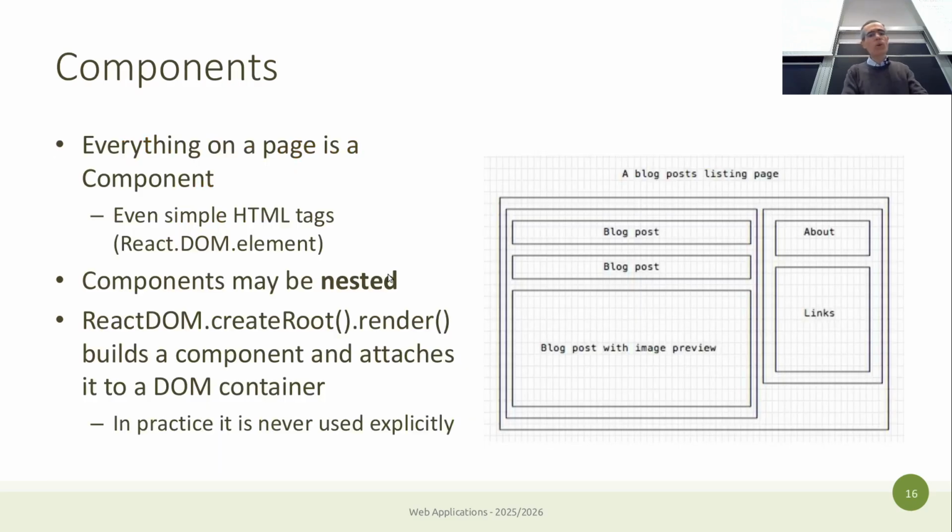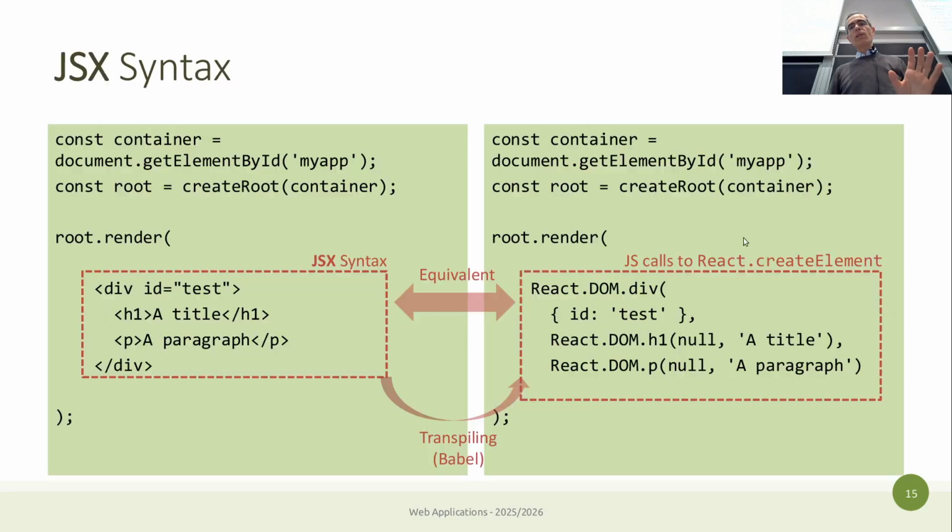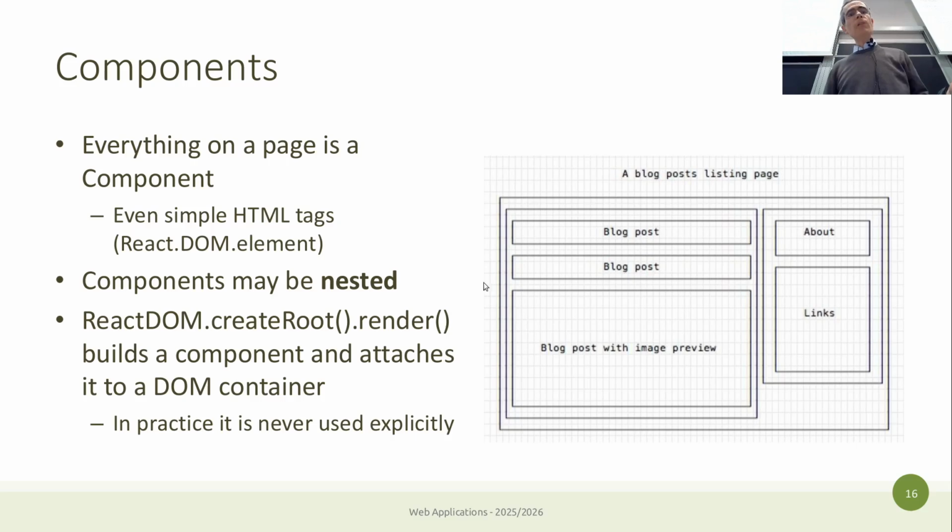Just a few words about the components and so on, and then we will see an example. So we start to create our first React application. Everything on a page is a component. Even simple HTML tags are components. We saw them before. The div is a component. H1 is a component. P is a component. So everything which is already defined in HTML is already defined in React. But in addition to that, we can define our components as well. Okay? Components, of course, may be nested as HTML tags.